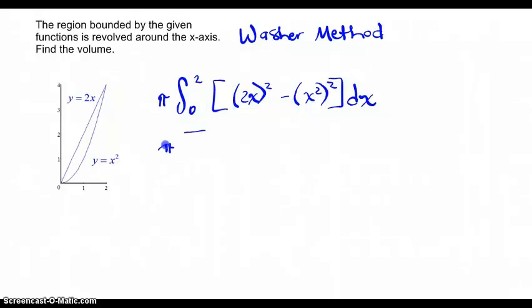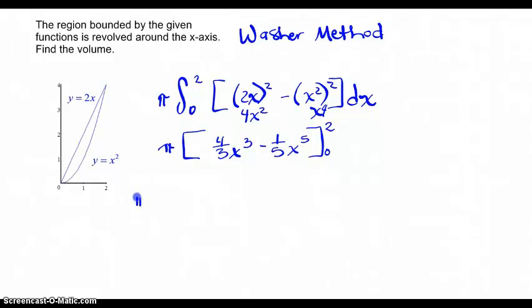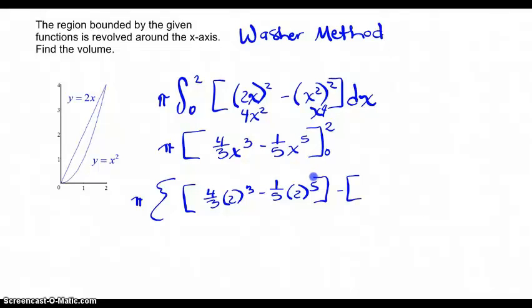So I'm going to pop my pi out front. Let's clean this up. This is 4x squared. Hopefully you see that. And this is x to the 4th. So I'm going to have 4/3 x cubed minus 1/5 x to the 5th. And I'm evaluating that from 0 to 2. So my pi goes out front. I have 4/3 2 cubed minus 1/5 2 to the 5th. There's the first part of the fundamental theorem.